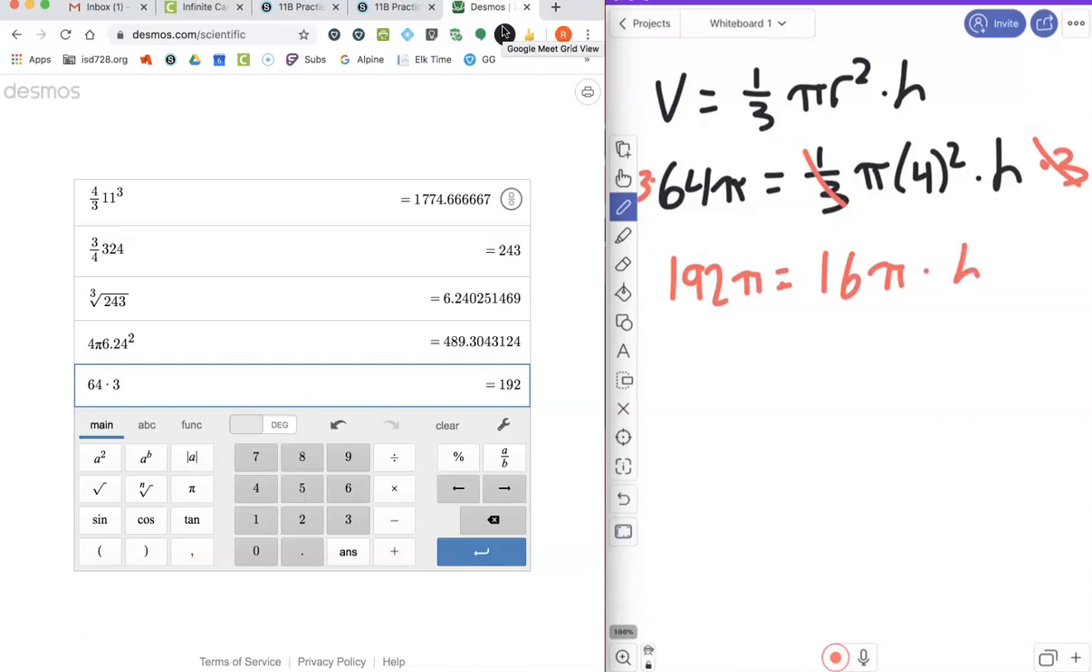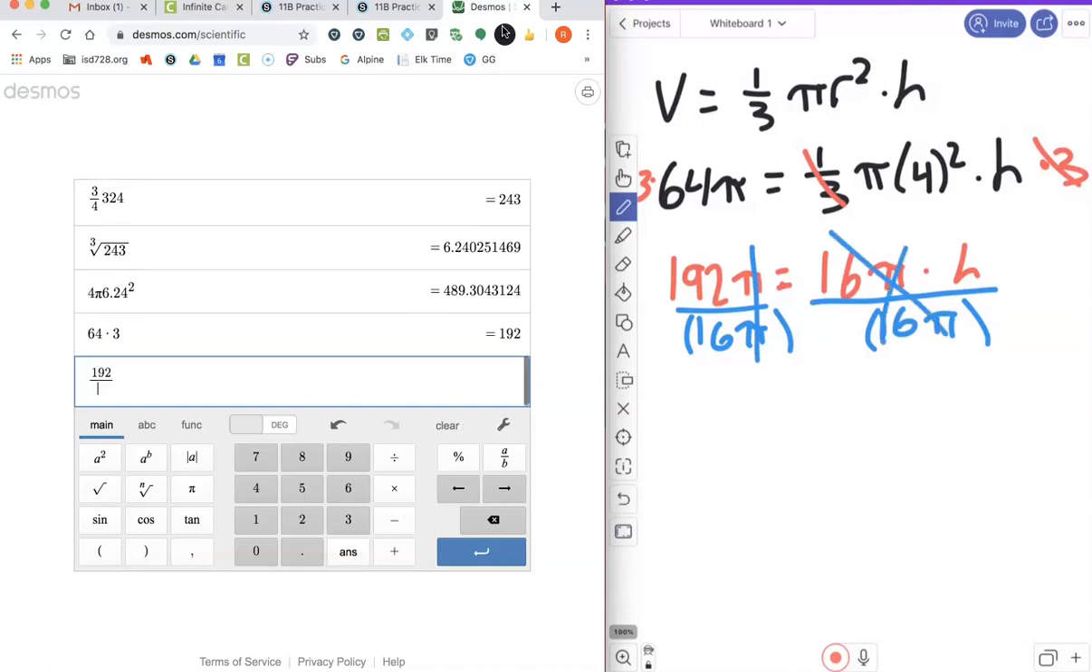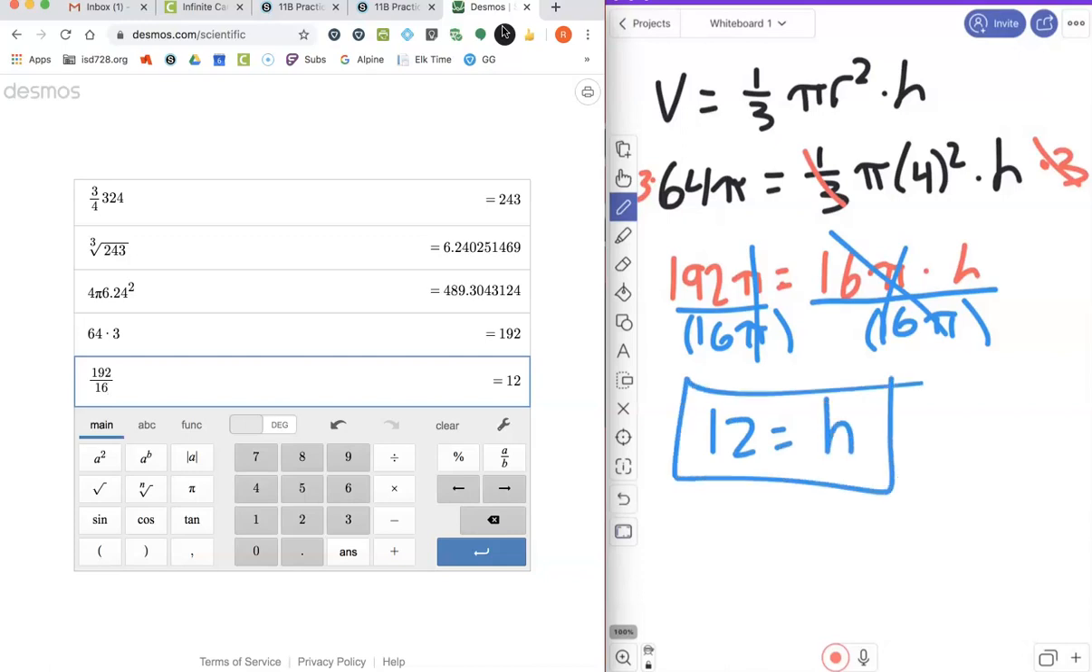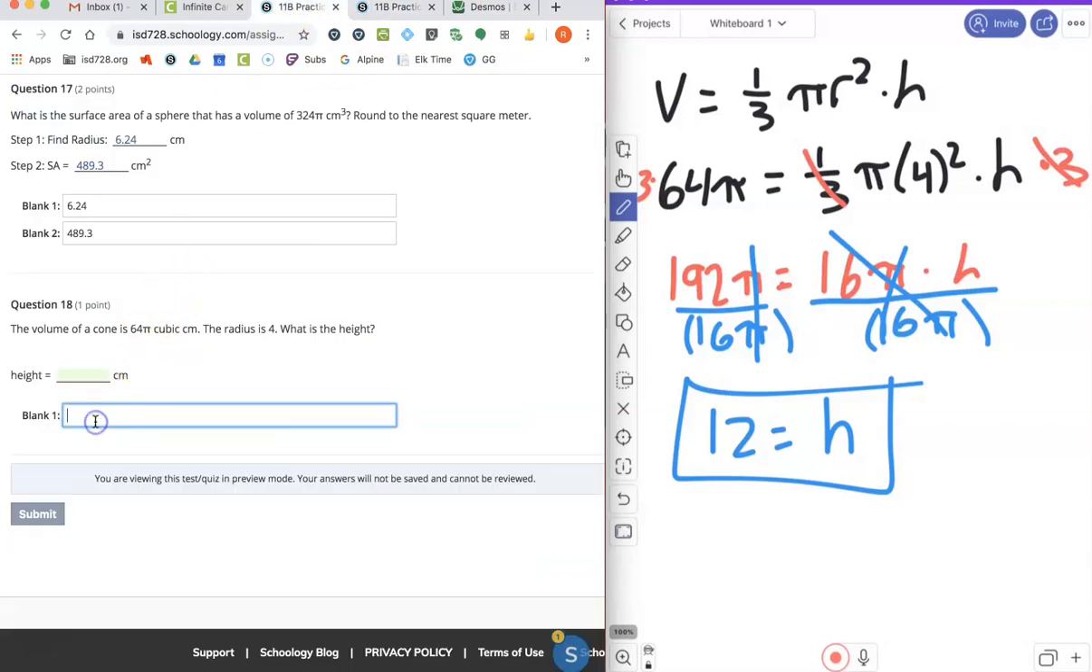All right, and then I'm going to take that 192 pi, I'm going to divide this side by 16 pi. If you do this in one step on your calculator, be careful to put parentheses down there. All right, but my calculator will know what's going on. What's going to happen is these pi's will cancel, everything over there will cancel. So really we're just doing 192 divided by 16, and there's our height. We have 12. All that's left on this side is h. So that's how you go backwards to find a missing height in a cone, 12 centimeters.